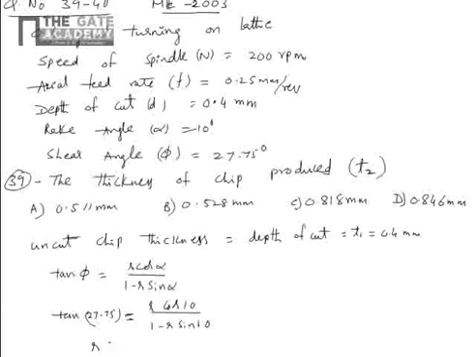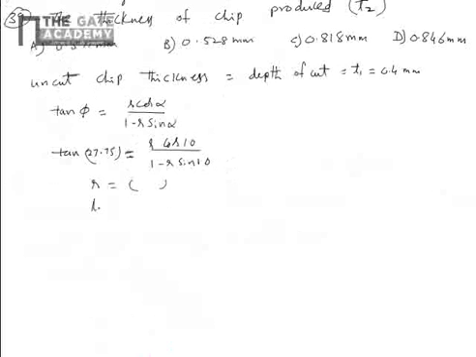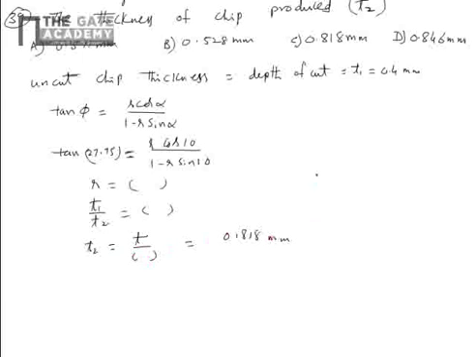r equal to the number you will get. r is T1 by T2 equal to that particular number. This is one method. I will tell you another method. We need T2 equal to T1 divided by that amount, and the answer is 0.818 mm.